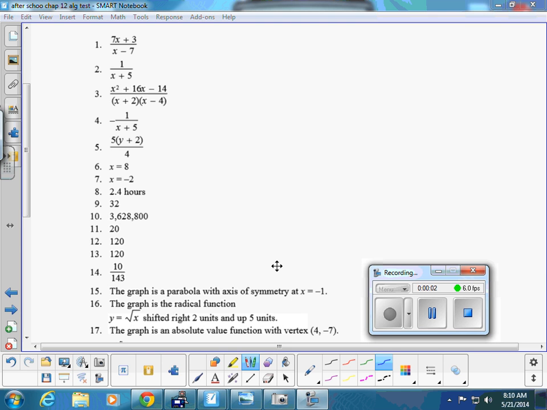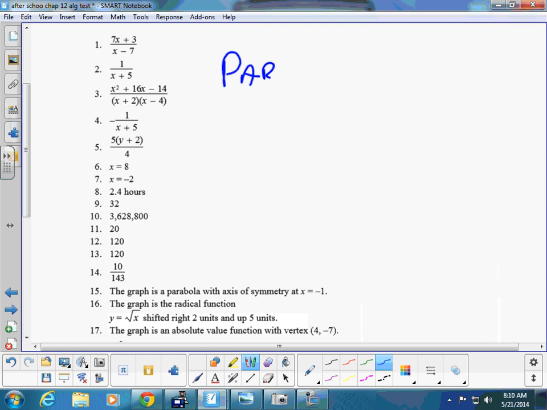Okay, welcome back. This is part two of the chapter 12 review. These are the answers to part one. You can go back and check, or hopefully you wrote it on a separate sheet of paper. So if you want to check your answers, here they are. I'm going to move on to the second half of the review.